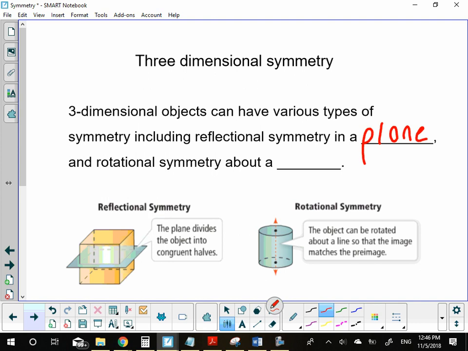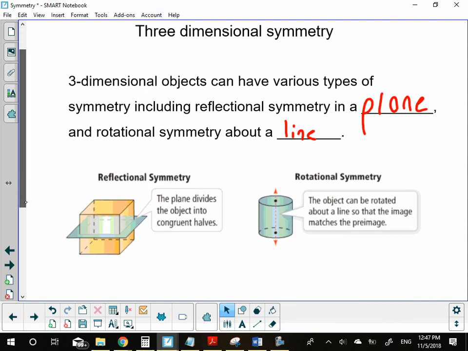And I can also do rotational symmetry about a line. So rotating around the line. Think of a cylinder like a pop can, and you draw a line straight through the center and just rotate about that line. It's kind of like infinite amounts of symmetry around it, because no matter how you turn it, it's going to work the same.